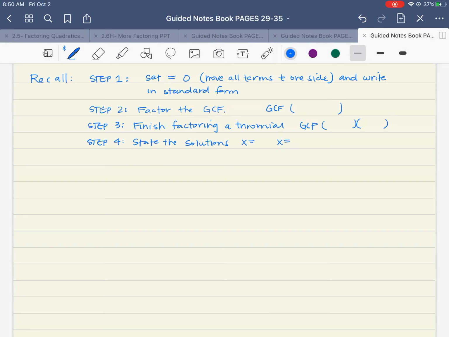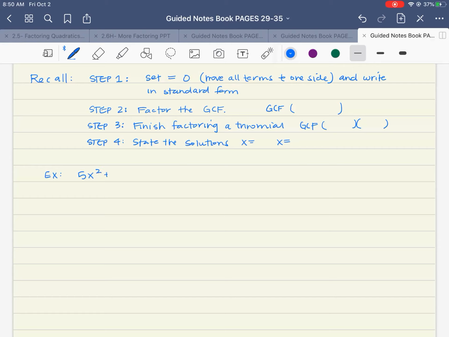So we have x equals and x equals. Now remember, if we're just factoring and it's not equal to anything, then these are the only 2 steps we would need. We just factor out the GCF, factor the trinomial, we're done. We're just practicing factoring. So let's recall just an example using these steps that we've done so far.